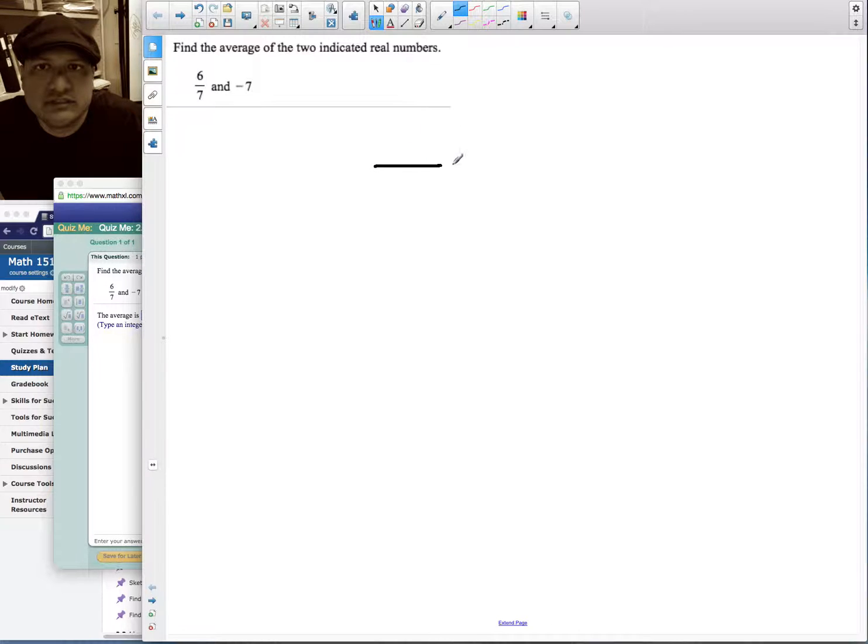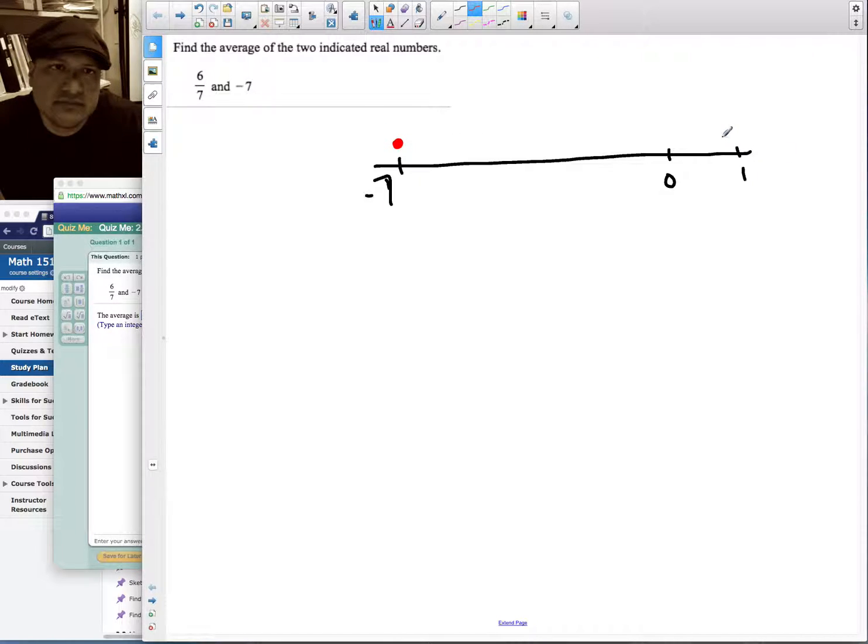We're going to just express here what this means graphically. Okay. So over here you're going to have -7, and 6/7 is a little bit smaller than 1. 7/7 would be equal to 1, right? So the average is basically what's in between here. What is the point that's in between here? That's what an average is.